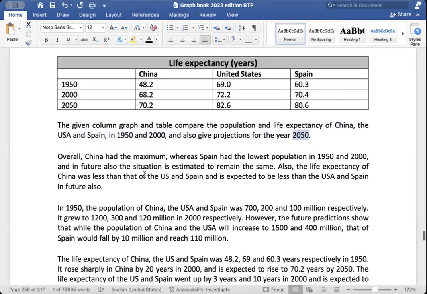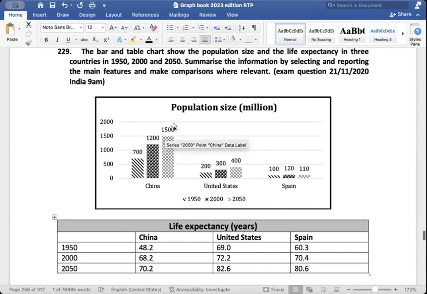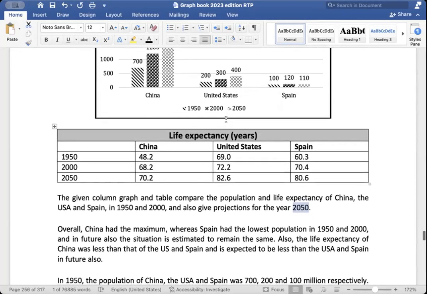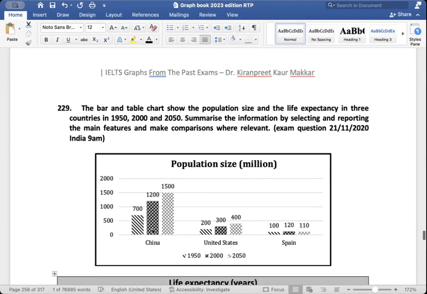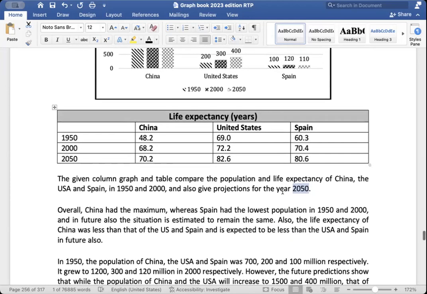Then we have this overview. Overview: China had the maximum, whereas Spain had the lowest population in 1950 and 2000. And in future also the situation is estimated to remain the same. Okay. Now, China had the maximum and Spain had the lowest population in 1950 and 2000. You can see in both the years, China had the maximum. If you compare 1950, this is 700, this is 200, this is 100. So the maximum is China. In 2000, 1200, 300 and 120. Again, maximum. This is 2050 in the future. So this is for future. See how I've put up the statement here.